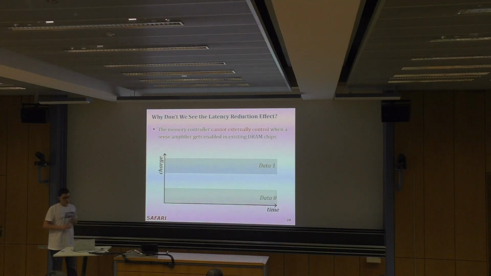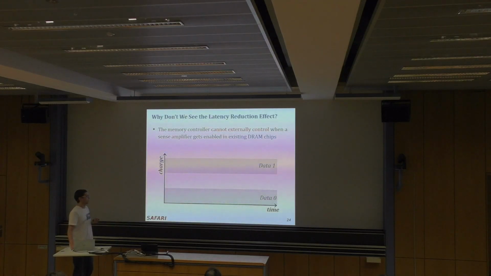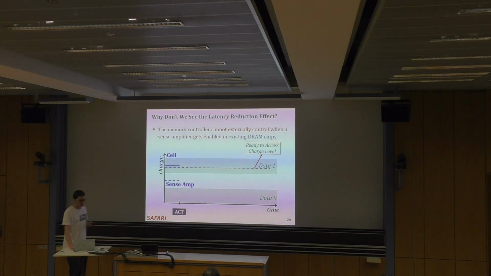So our hypothesis about why we do not observe the expected effect is that although we can control each individual DRAM parameter, there are also some timings that are embedded in the DRAM chip that we do not have control over. Those are just some fixed latencies inside the DRAM chip.